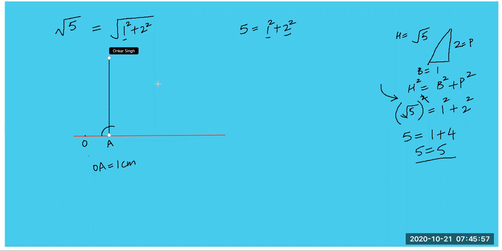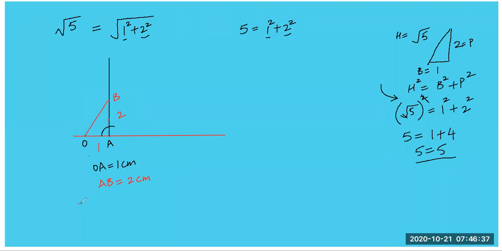So on this 90-degree line, now I have to draw the perpendicular. So that will be how much? 2 centimeter. Okay, I will take 2 centimeter, 1 here, then 2 here. Let's say this point is B. So AB is equal to 2 centimeter, right? If this is 1, if this is 2, obviously, what will be OB? Yes, what will be OB? Let us see what will be OB.